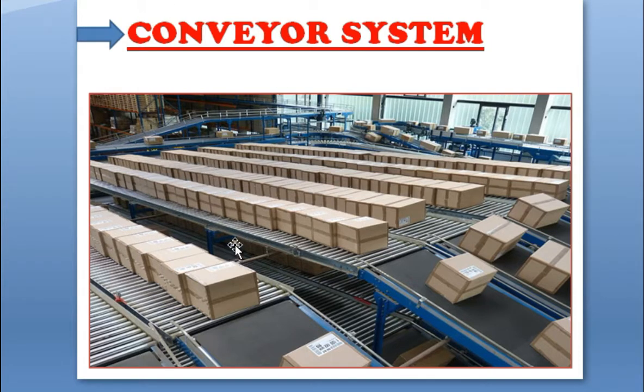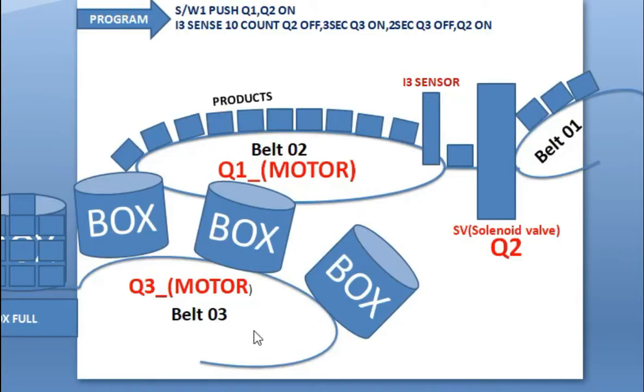So friends, let's go to the programming part. This is the program I wrote here. Switch one pushed, Q1 and Q2 on. Q1 means the motor, the main belt that carries the products. And Q2 is the solenoid valve. This is the gate that stops your products from passing.